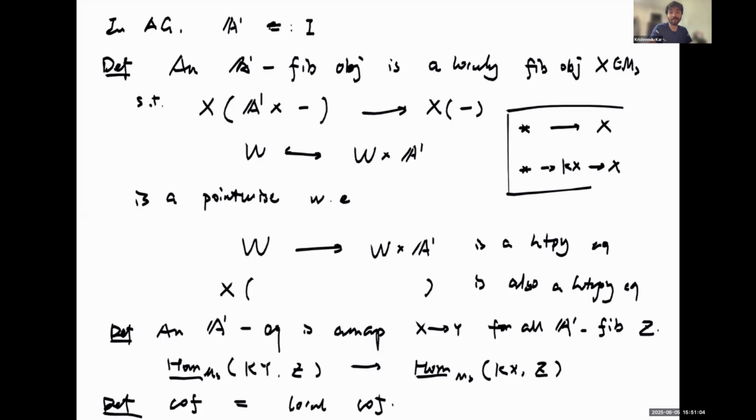So in this, what is your weak equivalence? Is KX weakly equivalent to X? Yes, this is the definition. Here I have a map from X to Y, and then I have a map induced from KX to KY.